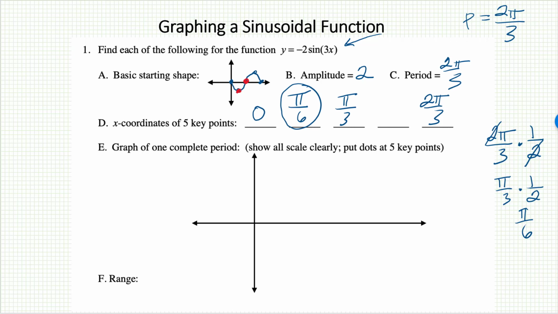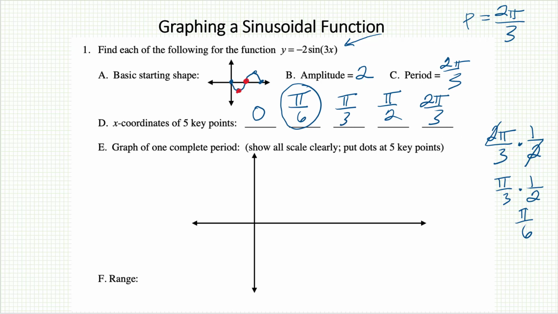So it goes 0, 1 pi over 6, 2 pi over 6, which reduces to pi over 3, and then 3 pi over 6, which reduces to pi over 2, followed by 4 pi over 6, which reduces to 2 pi over 3. We've got the x-coordinates of our 5 key points.